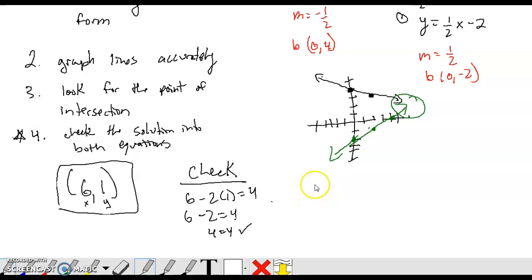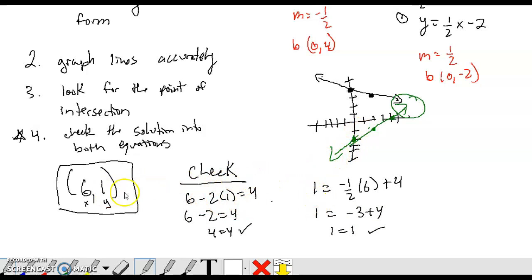So let's try the second equation. Let's make sure I don't mess this one up. So 1 is equal to negative 1/2 times 6 and then plus 4. So 1 is equal to negative 3 plus 4, and 1 is equal to 1. So notice that 6, 1 works in both the equations.